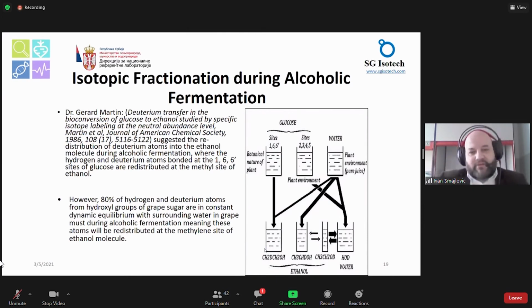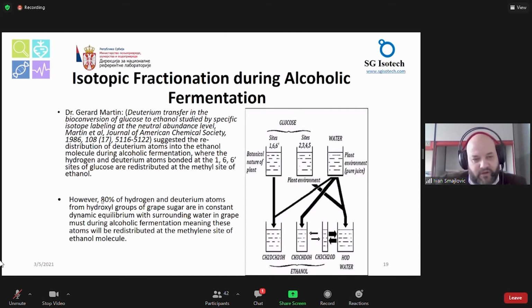So he found out that deuterium which is connected to glucose sites 1, 6, and 6' will end on the methyl site, while water from plant water will have a very big influence on the methylene site, and that hydroxyl groups' hydrogen from the second, third, fourth, and fifth carbon will finish in wine water.